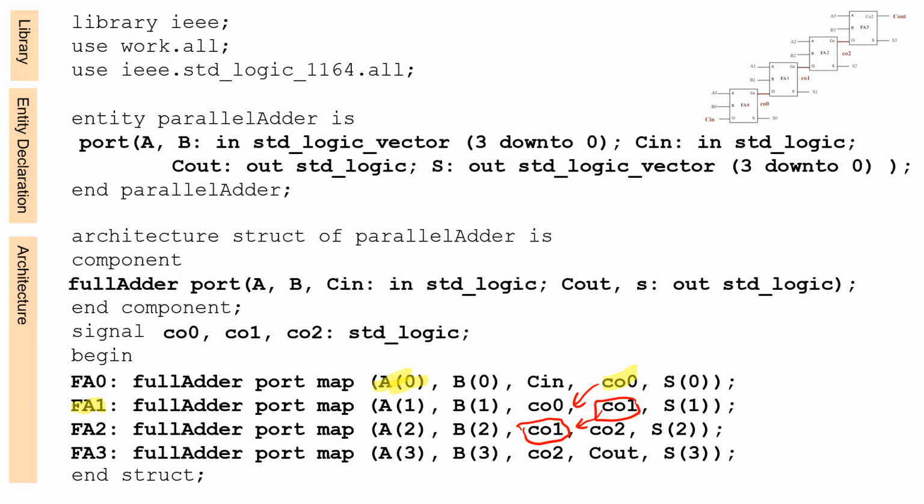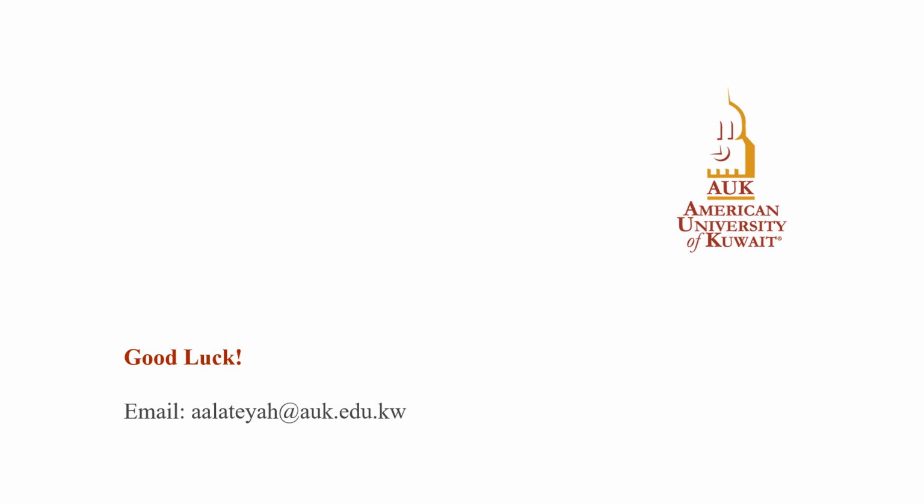And finally we have to define FA3, and FA3 is a full adder, and we'll say port map. FA3 takes A3 with B3 as inputs along with Cout2 as the carry in bit, and it outputs the last carry out, which is the carry out of the expression, which has to be spelled correctly according to how we spelled it in the ports of the parallel adder. And finally it outputs S3. Now this is the complete code for the 4-bit parallel adder. Thank you for watching and good luck.